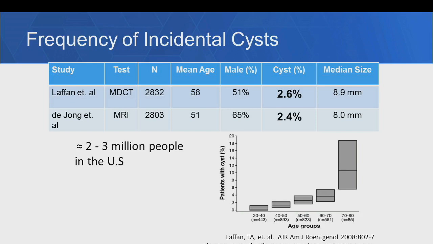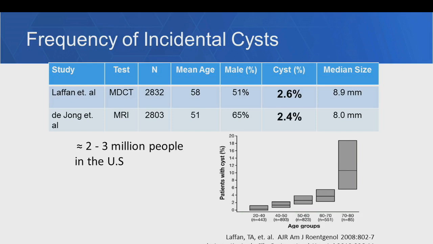These patients were generally asymptomatic, with a very similar mean age, similar male distribution, and a very similar reported cyst prevalence of 2.4% with a median size of 8 millimeters. Both studies seemed to see a general trend that the older you got, the higher the prevalence of these cysts, such that by the 8th decade of life, the estimated prevalence was about 10%.